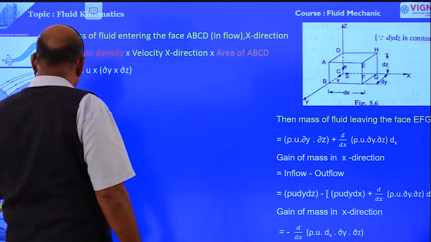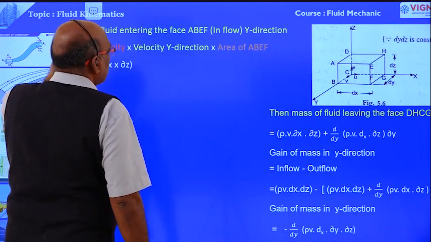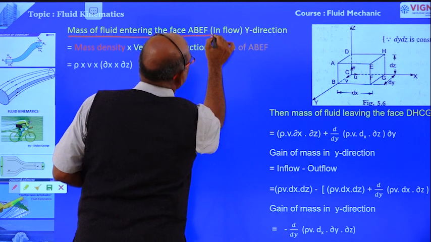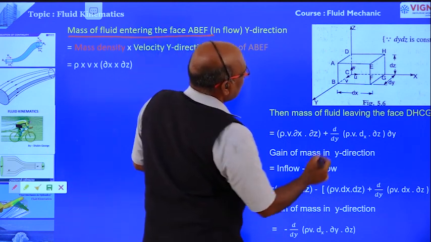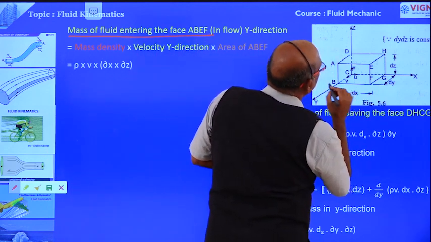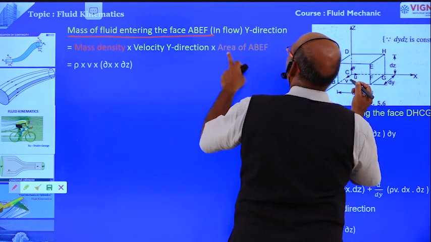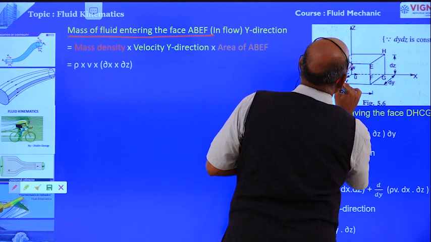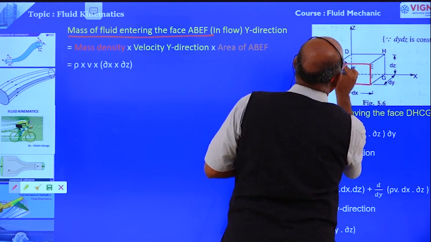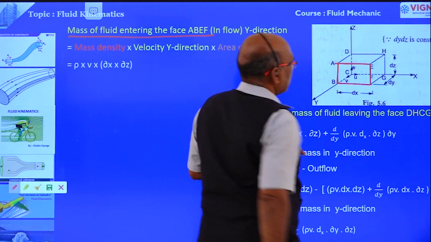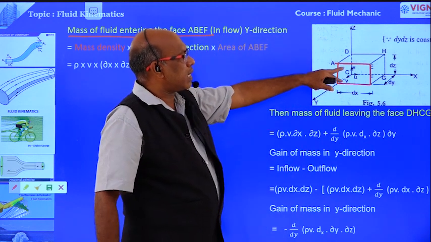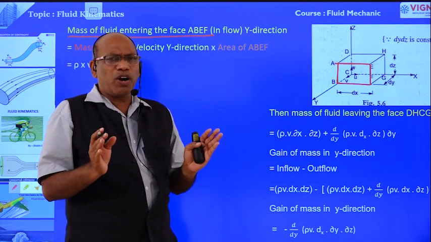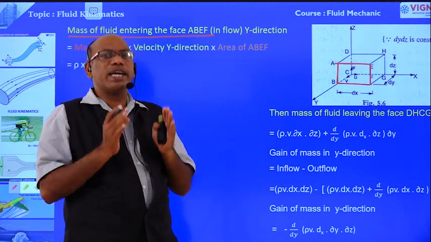Next point, mass of fluid entering face A, B, E, F. That means in the y direction. Where is A, B, E, F? A, B, E, F, this is the y direction. Mass of fluid entering in y direction, mass of fluid leaving in y direction. This is also same formula, same style, but only direction changes.